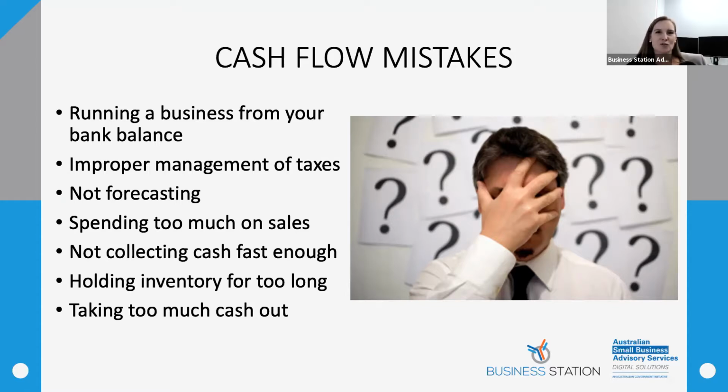So make sure that you don't worry about what's in your bank. Have a look at what's planned. Obviously, you need to worry about what's in your bank, but don't base any business decisions off what's in your bank at any particular time.